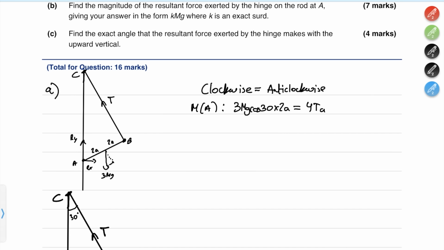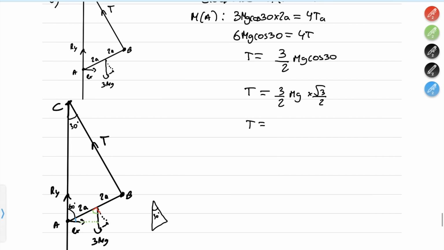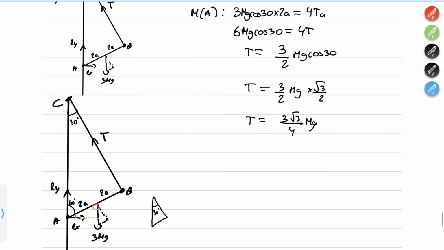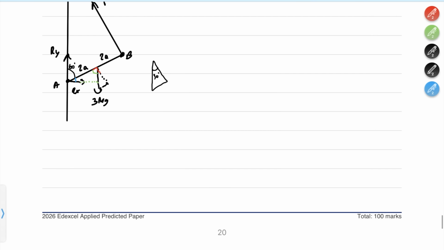4TA. So that means that 6mg cos 30 equals 4T, because I cancelled out the a's. So T is equal to 3 over 2 mg cos 30. Cos 30 is root 3 over 2, so that is equal to 3 over 2 mg times root 3 over 2. So T is equal to 3 root 3 over 4 mg. So that is part A done. Hopefully the explanation of the angles made sense. And we can now move on to part B.